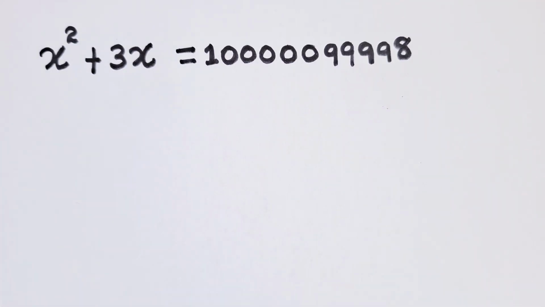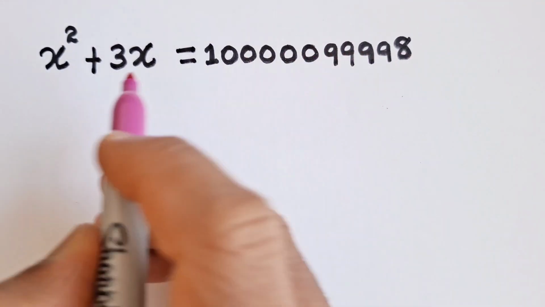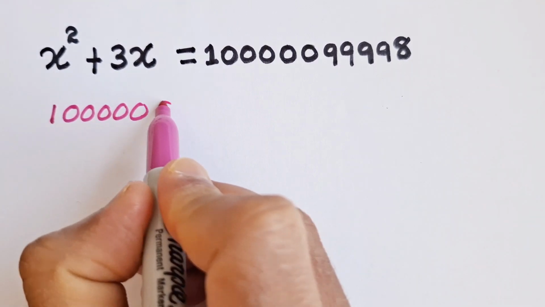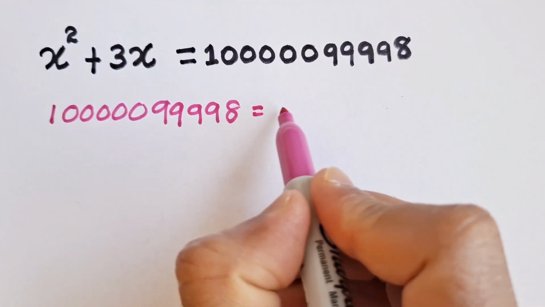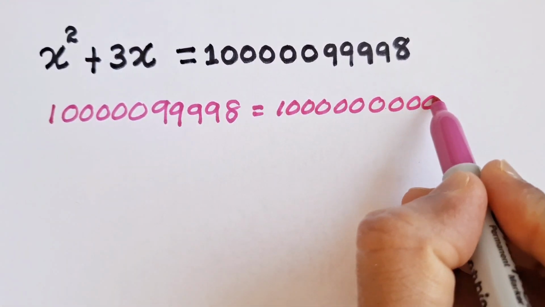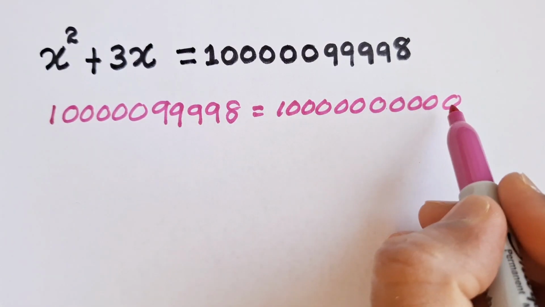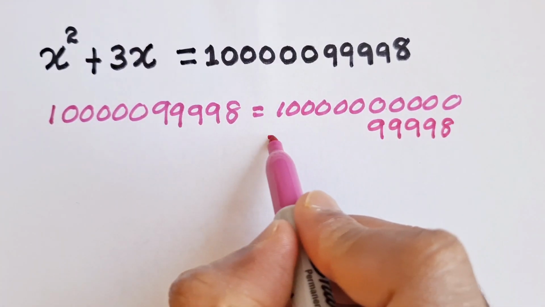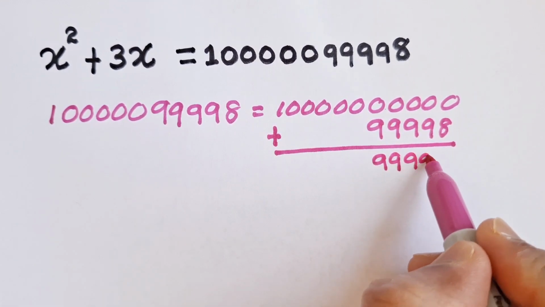I'm not going to solve this quadratic equation using any traditional method. Instead, I'm going to use a different method. First of all, I am going to do some work on this number. So this number can be written as 1 followed by 10 zeros plus 99,998. If we add those two numbers, we will get the same number.